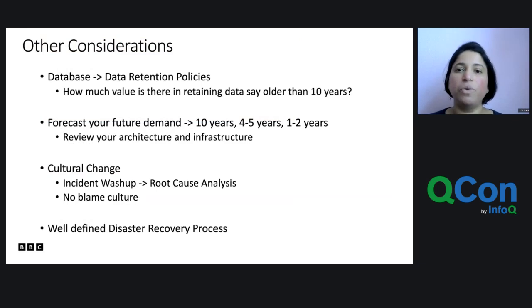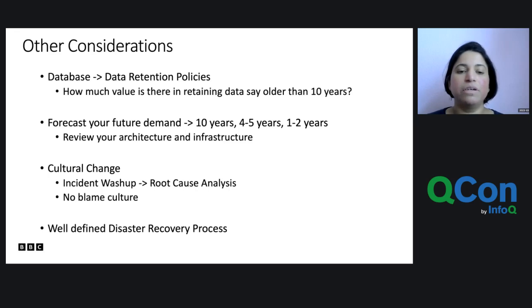Some other considerations worth pondering: because we have databases, think about data retention policies. How much value is there in retaining data older than 10 years? Forecast your future demand, not just short term, but mid-term as well as long term, even 10 years. Review your architecture and infrastructure. Understand whether it is sustainable or can handle that forecasted traffic. Cultural change, incident workshops, and root cause analysis are really important. And of course, take actions on the back of the root cause analysis to fix the problem so that it does not reoccur.